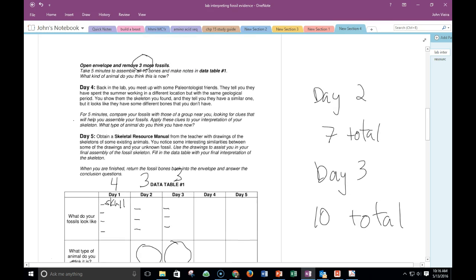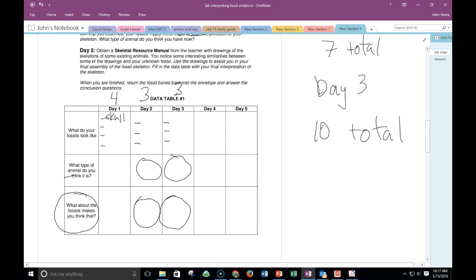Day 4, you are going to take 5 minutes to compare your fossils with a group near you. Please, people with envelope A only compare with other groups with envelope A in your same row, and people with envelope B only compare with B. After that, you might have a different opinion of what your fossil bones are, and then you may change what you think your organism is, and you'll have a reason for doing that. Or maybe you stick with what your original opinion was.